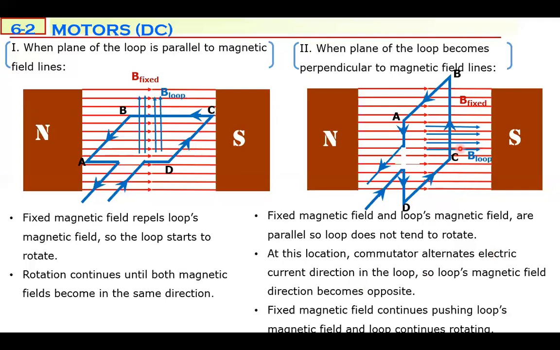So which component of a motor provides continuous rotation of a loop? The commutator. The commutator alternates the electric current direction. So it changes the direction of the electric current in the loop. Sometimes clockwise, sometimes counterclockwise, clockwise, counterclockwise, continuously shifting this blue magnetic field and causing the fixed magnetic field to repel this magnetic field of the loop.